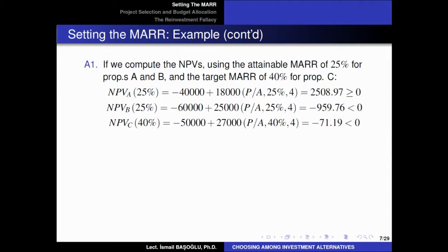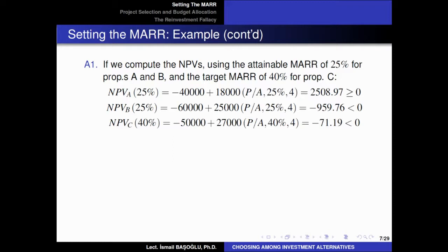However, for proposal C, I will intentionally use a target minimum attractive rate of return, which is 40%, indicated by the question. In the first project, we have the initial investment of $40,000, which is a negative cash flow, plus for 4 years, we have a uniform series of $18,000. Now, when we multiply this value with the uniform series present worth factor, we get $2,508.97 net present value, which is positive. And it seems that proposal A seems to be acceptable.